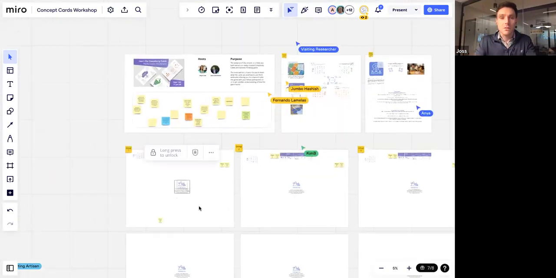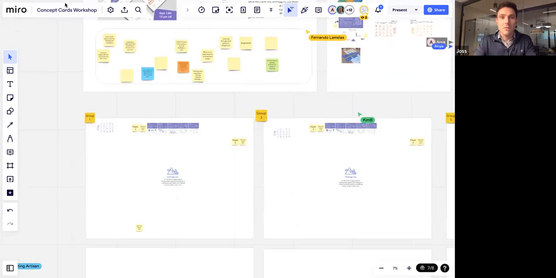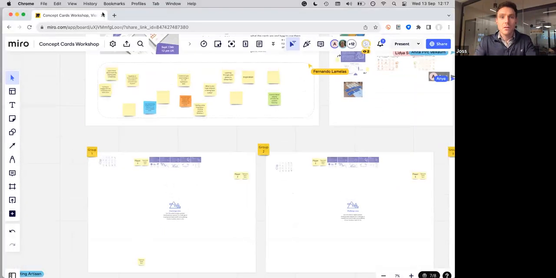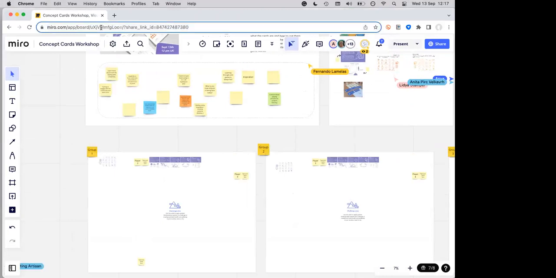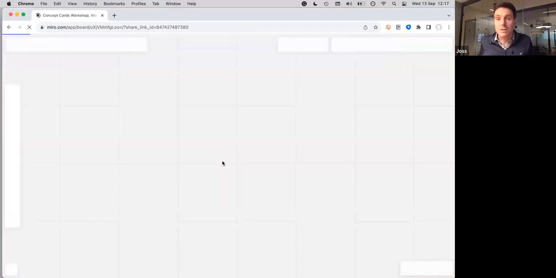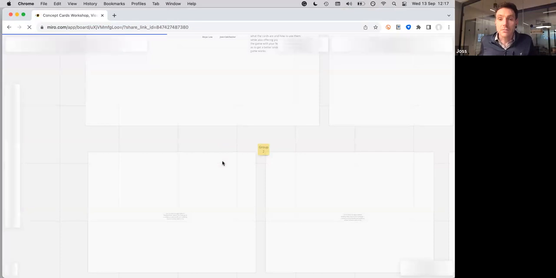Let me see what's happened to our cards. Maybe I'll just refresh my page here. So that's the initial setup: everyone, tables, people, cards, and challenge.